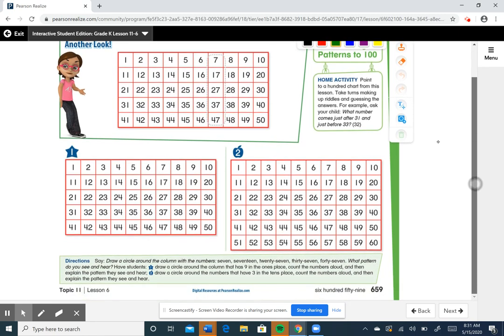So number 1 on page 659, you're supposed to draw a circle around the column that has 9 in the ones place. And you're going to count the numbers out loud. 9's in the ones place. Remember, if we're doing the ones place, so I'll use 19 for an example, the ones is the second number from the left. Okay? Tens place, ones place.